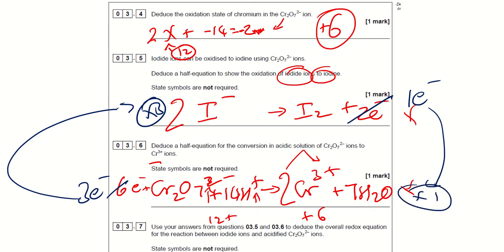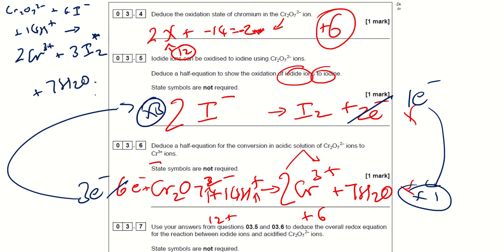So your final answer, I'll just write it up here, okay, should have been Cr2O7 2 minus, plus we have 6I minus, 3 times the 2I minus, plus we have our 14H plus, that's just multiplied by 1, okay, and that goes to 2Cr3 plus, plus 3I2 plus 7H2O, and that is your final answer.